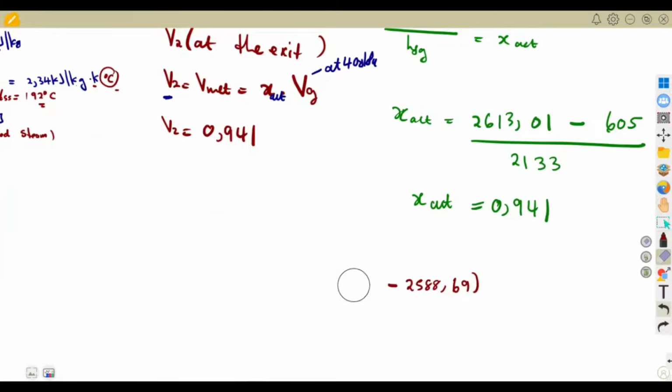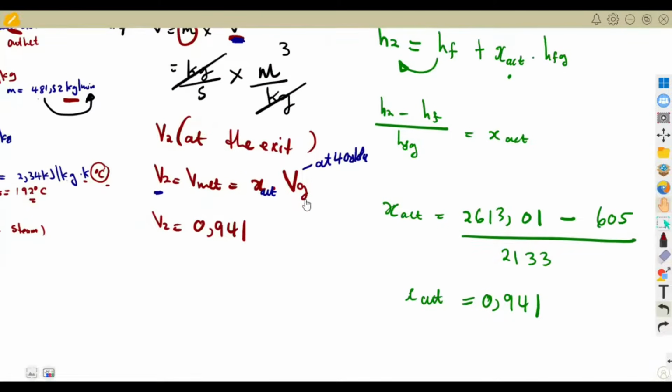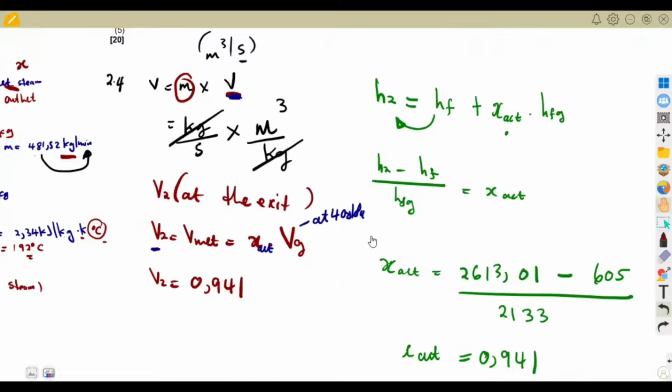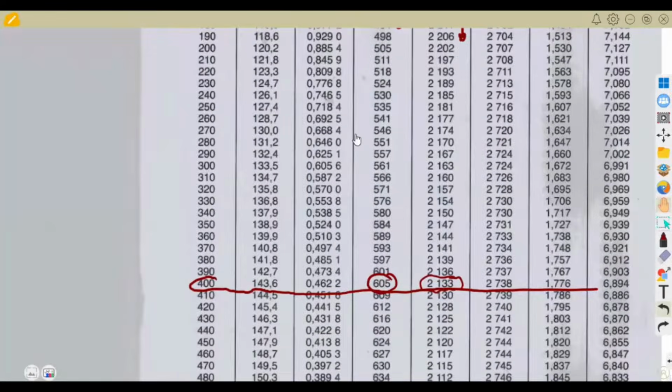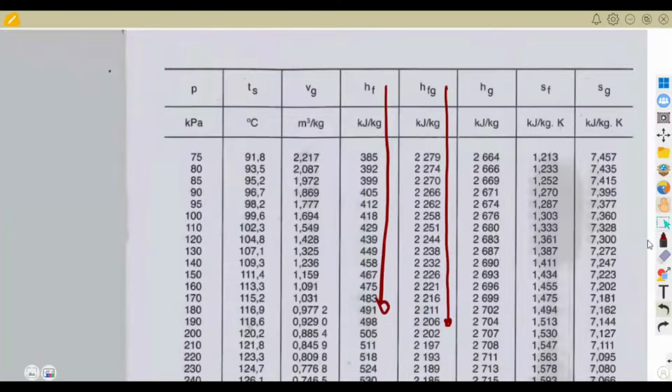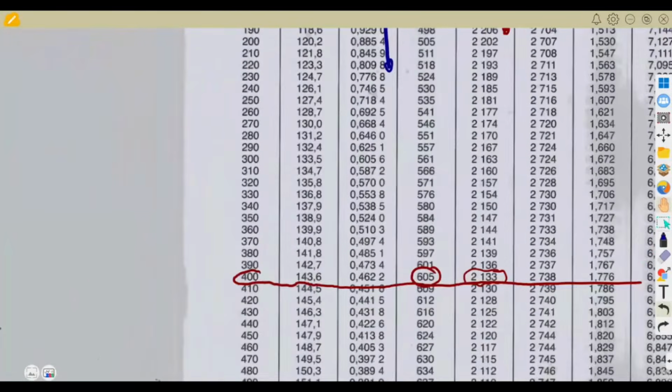All right. So this is what you're going to do. Just the same way we took those values for hf, we are going to do the same thing for Vg at a pressure of 400 kilopascal. Okay, let me just show you guys from the steam table here. This is at 400. So we want the value of Vg. This is where we have Vg. Like I was saying, the Vg is in cubic meters per kilogram. So the Vg at this pressure is 0.4622. All right, that is our Vg there.